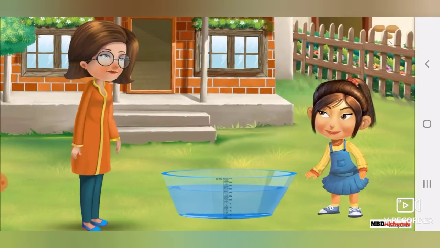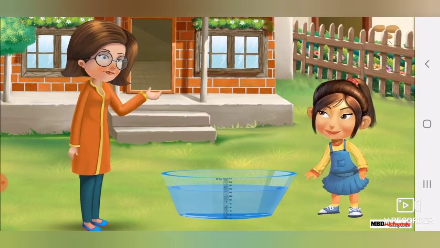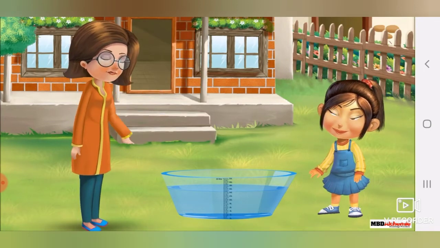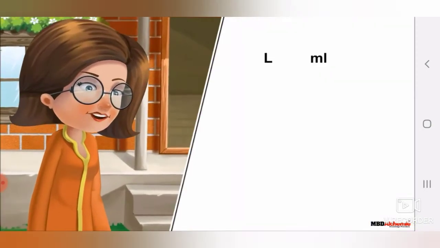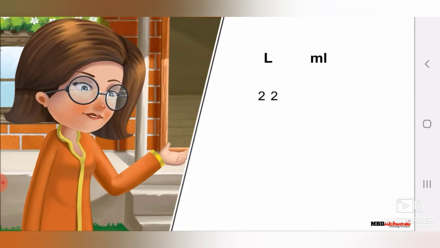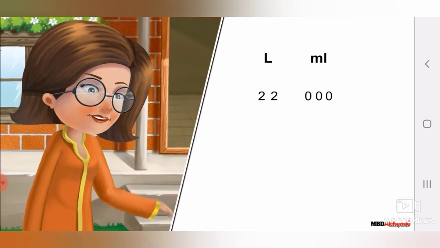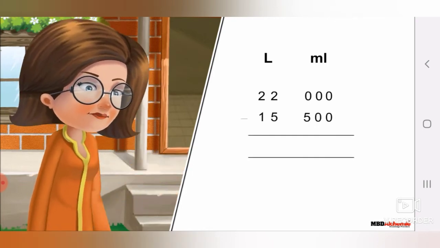Now her mother explains, "To find this, we must subtract the quantity of water already filled in the bathtub from the total capacity of the bathtub. For this, we write the liters and milliliters in separate columns. First we write 22 liters in the liter column and 000 in the milliliter column, and write 15 in the liters column and 500 in the milliliters column. 500 milliliters cannot be subtracted from 0.